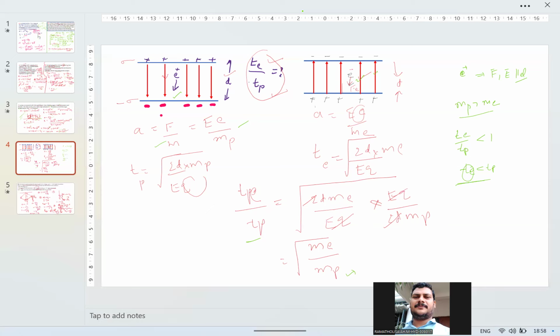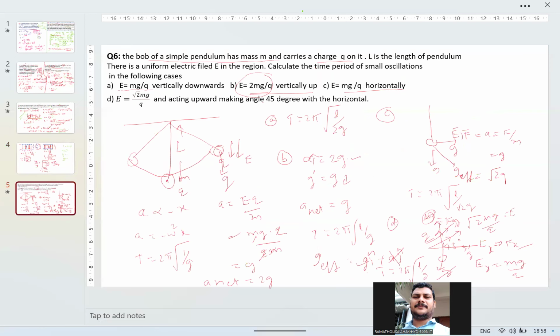So for the given data here, only the masses are different. The electron and proton charges are given equal, D is given equal, and the electric field is given equal. Tomorrow they can change anything and ask different models on this, so think about it in that way also. So that is the concept related to this type of model. Next model, next question.